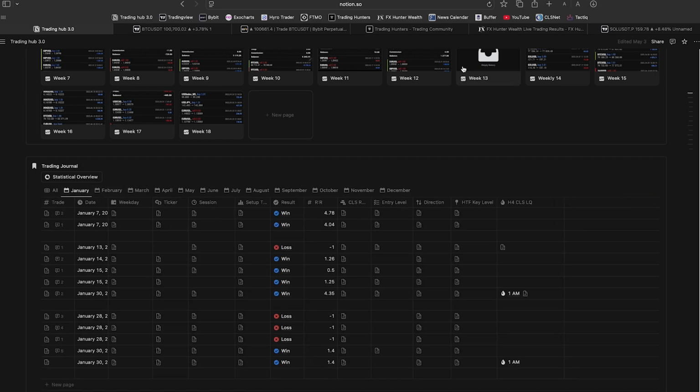Why is it not loading? Just need to close probably a few. No, don't know why it's not loading.